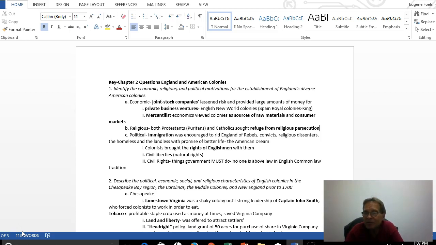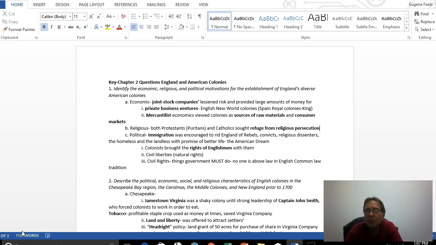Mercantilist economics is a big part of the proto-capitalist system. The capitalist system is what we have today. It has its roots in mercantilism, where colonies were viewed as sources of raw materials and as markets for finished goods that are being produced in the mother country. Colonies are also a source for excess populations.